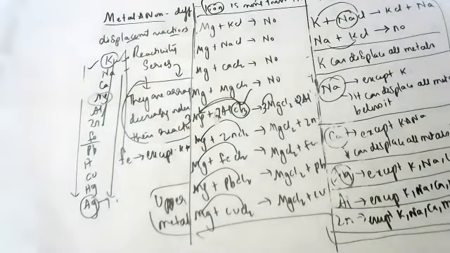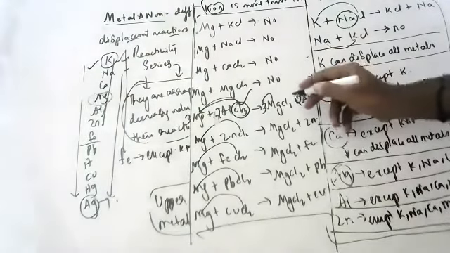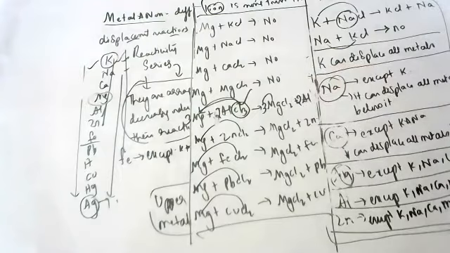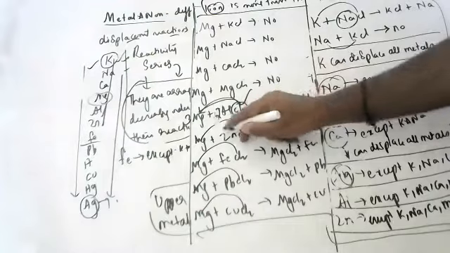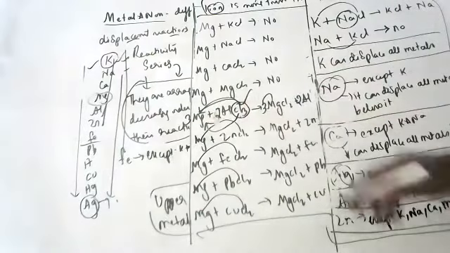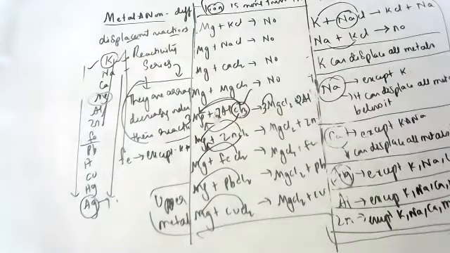Many displacement reactions occur between metals and salts only, children. Even metal plus acid can also occur, no problem. But one ion moves from one molecule to another molecule.